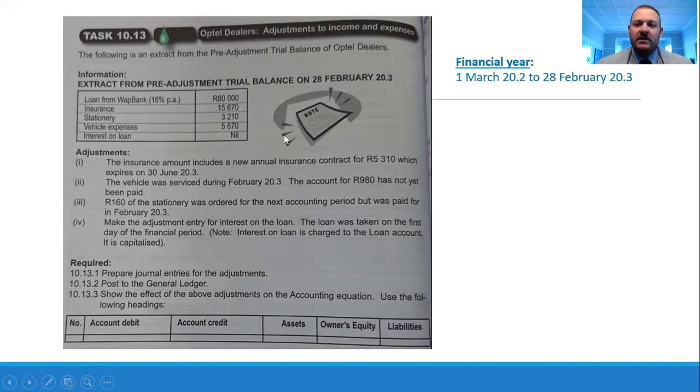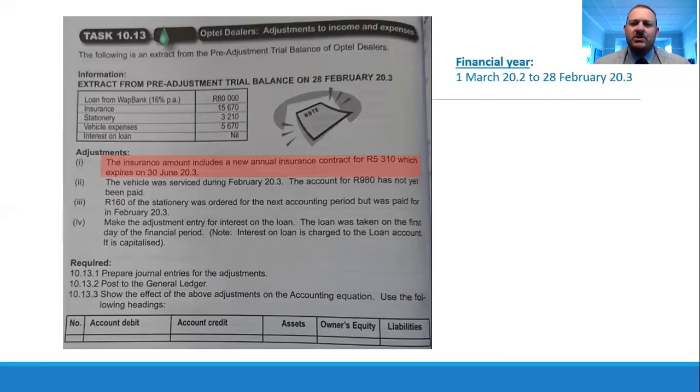What we're going to do now is go through these adjustments. I'm going to pull them apart a little bit, and then we'll go into illustrating it for you guys to get through the actual exercise. Just to start off with, we have insurance, which includes a new insurance contract of 5,310 Rand, which expires on the 30th of June.